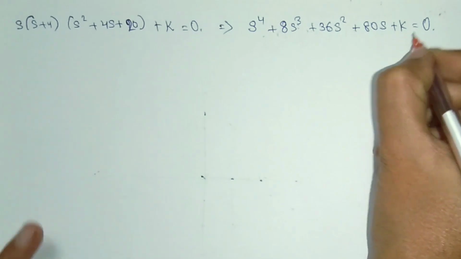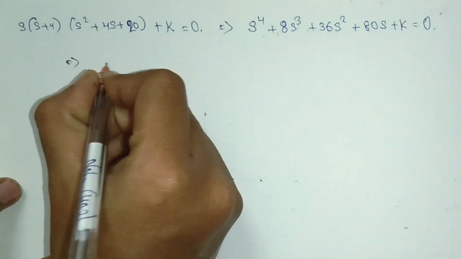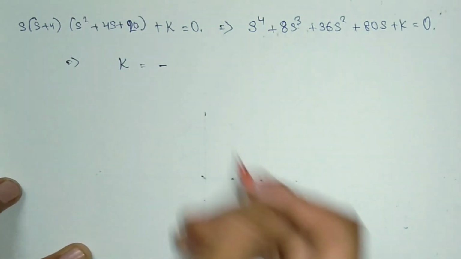Now we will keep the k on one side and shift the entire equation to the other side. Then we will get k, and we'll take the minus common from everything.